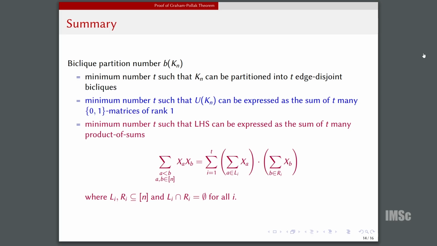So, these are called linear forms here, where if this sum is over Li, this is over Ri, those sets must be disjoint for all i. So, the second proof gave us a different way of looking at the biclique partition number. So yeah, these were about the proofs. So, any questions so far about the proofs that you have?